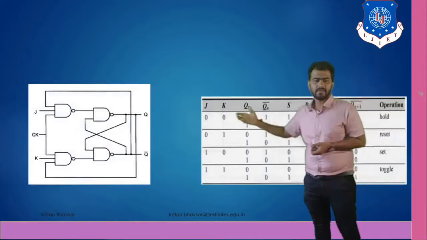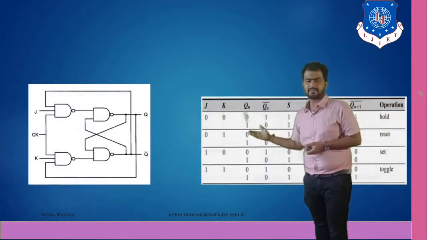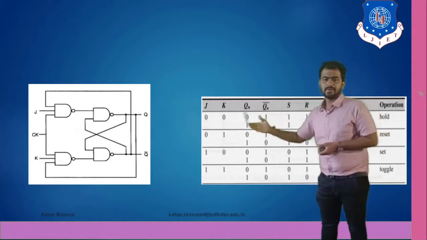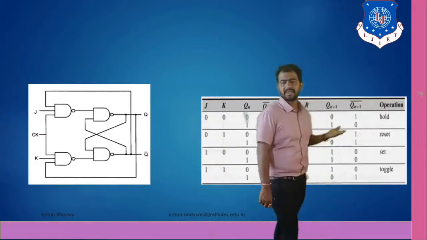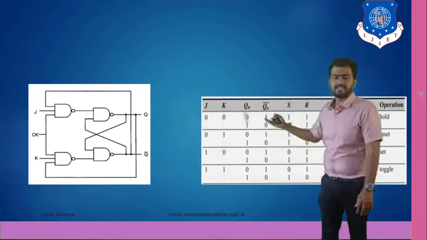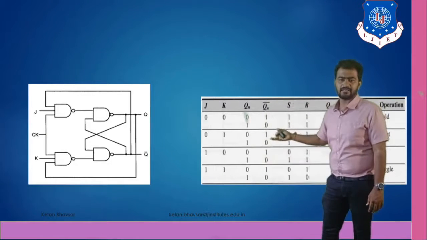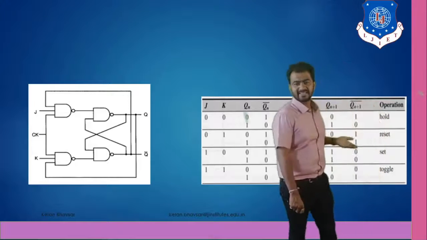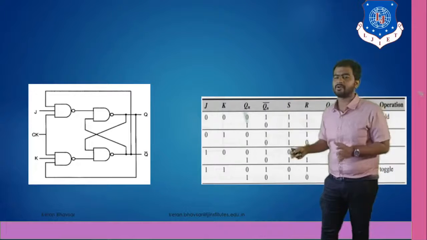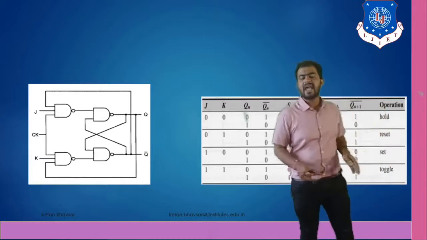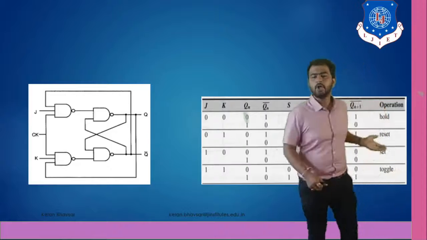As you can see in this particular diagram, if both inputs are 0, then it is in hold state. Similarly, for J equal to 0 and K equal to 1, as I already told you, Q of n is equal to 0 and Q bar is equal to 1, then it is in reset state. Similarly, when J is equal to 1 and K is equal to 0, then as I already told you, it enters the set state, and for both 1 it enters the toggle variation.